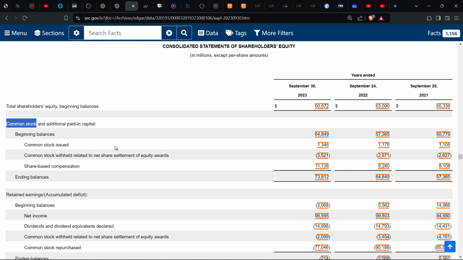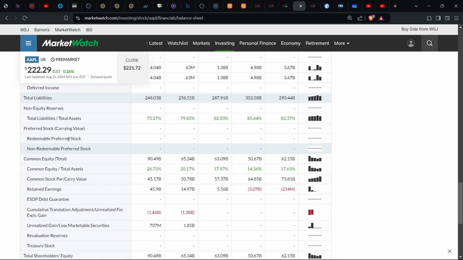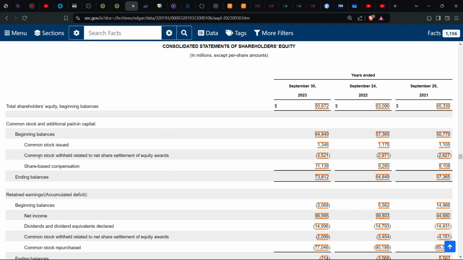Let me go over to another format of the same balance sheet to show you the other types, but they have not been listed here because this company doesn't have them. Here we are. You can see here there is a row for preferred stock and it's blank, because this company doesn't have preferred stock. Back to here, common stock beginning balances.